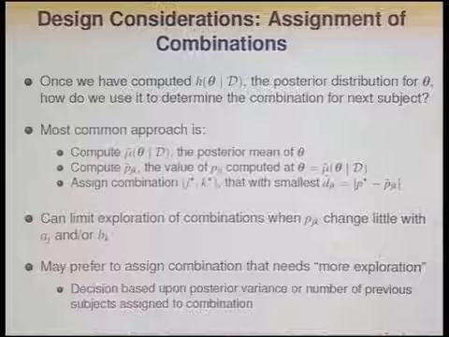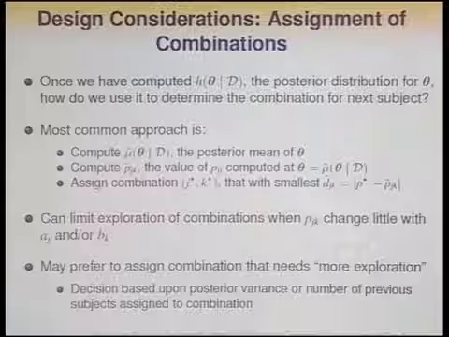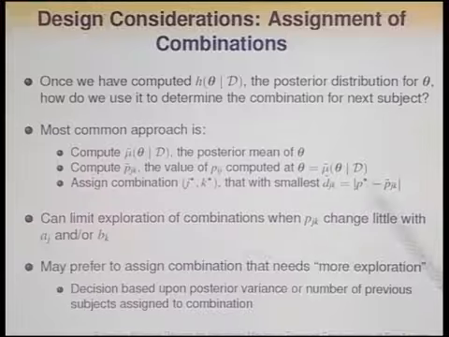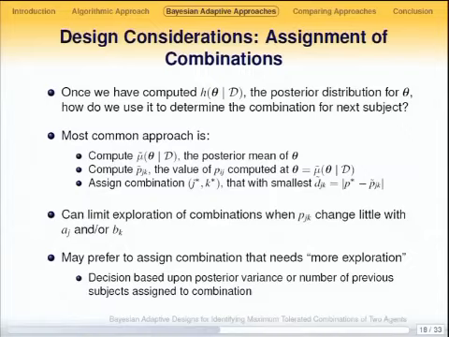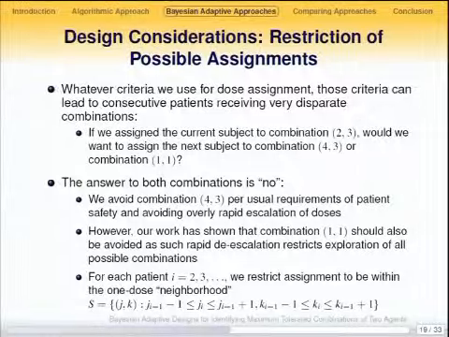Now, in another setting that I'm working on in phase 1 trials, we have found that can be a problem when these PJKs don't change much. You can sort of get stuck in this contour. And so again, this is the issue of exploring the data, learning from the data, versus trying to do what's best for the current patient, and restriction of assignments.